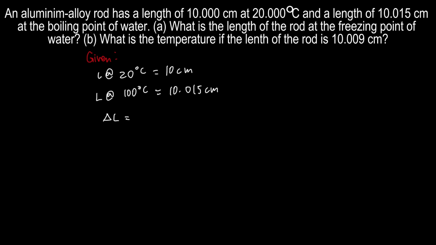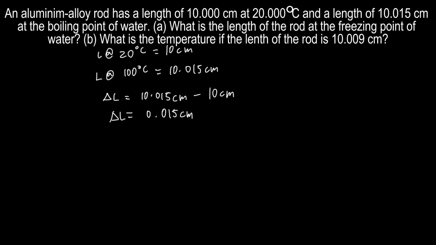That would be equal to 10.015 centimeters minus 10 centimeters, and change in L is equal to 0.015 centimeters. Change in T, 100 degrees Celsius minus 20 degrees Celsius, that would be equal to 80 degrees Celsius.